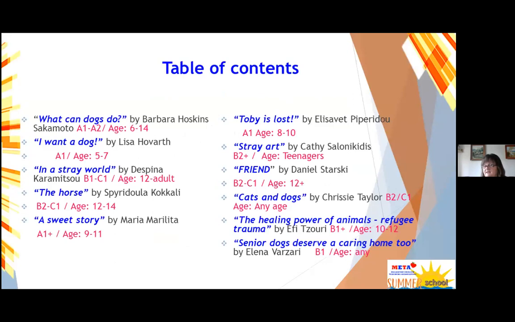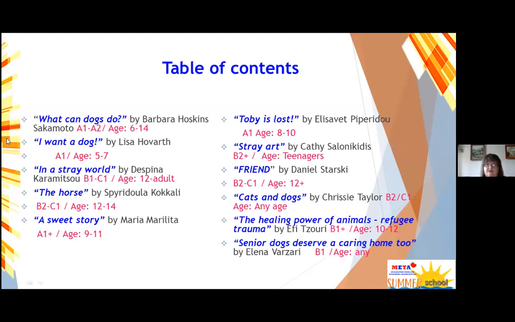Now more about this publication. So this is the contents, right? And you can see the titles of the lessons, who developed each lesson, the age and the language level. You can see that we actually have activities here. The age frame is from 5 till adults, and language levels from A1 till C1 or even C2. So you can find different kinds of activities here.